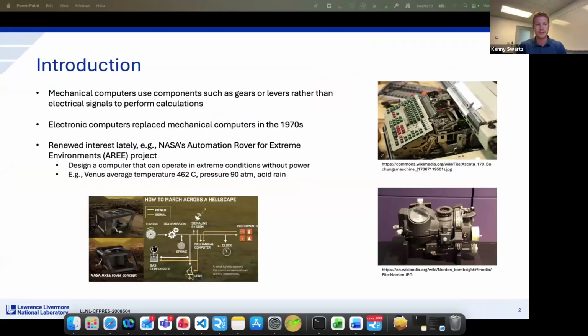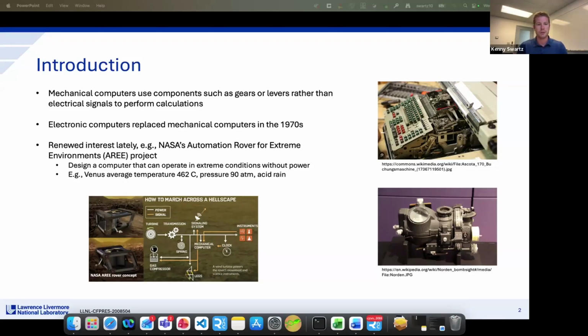So first of all, what am I talking about? Mechanical computers are mechanisms that use components such as gears and levers rather than electrical signals to perform calculations. These were once quite popular, and there are some cool applications. One of my favorites is the Norden bombsight that was used in World War II to perform mechanical calculations that automatically guided bombs at their target. But by the 1970s, these were largely replaced by electronic computers for obvious reasons, like being much more efficient and much smaller.